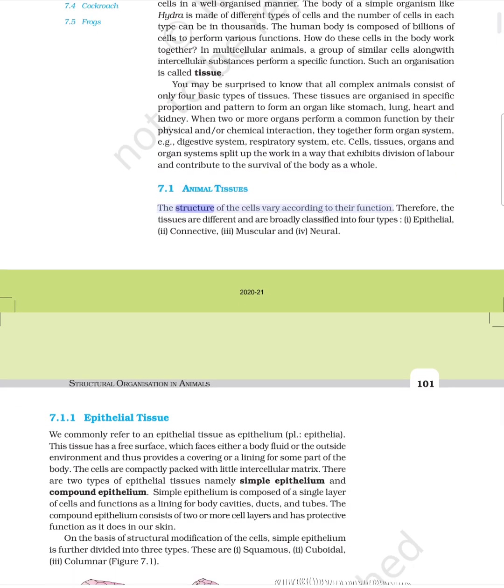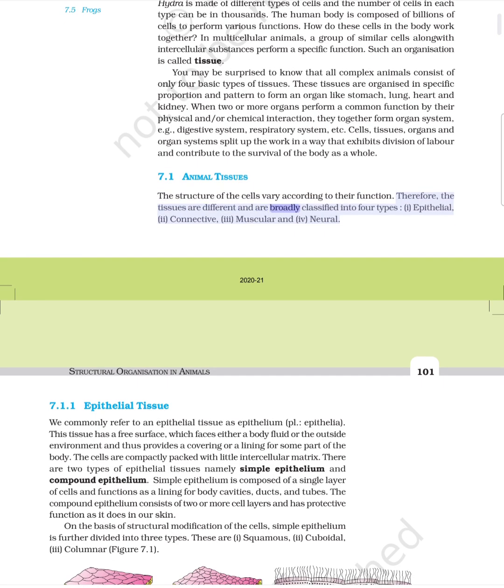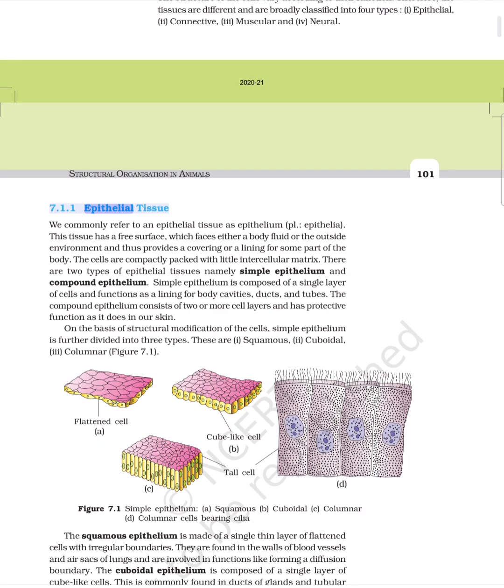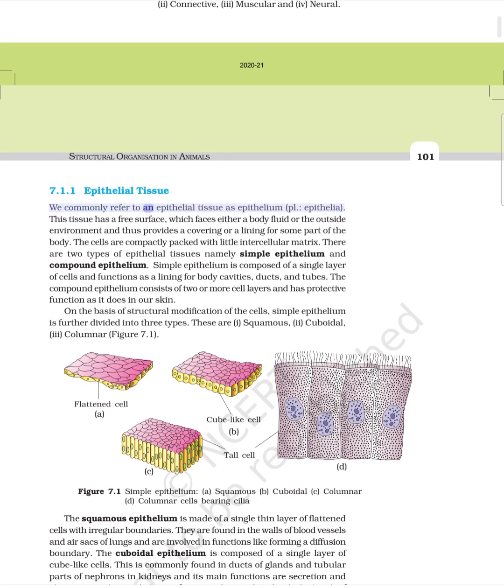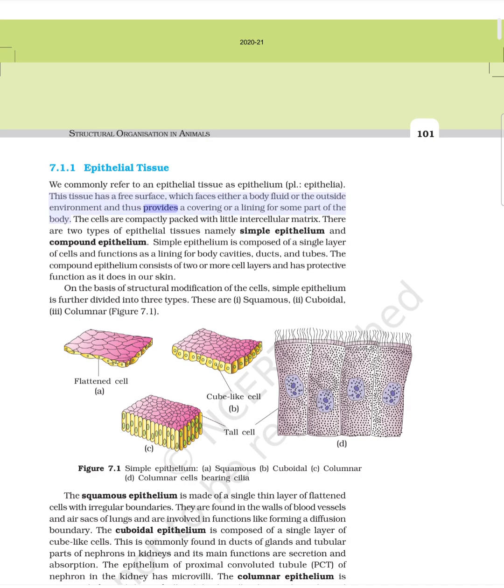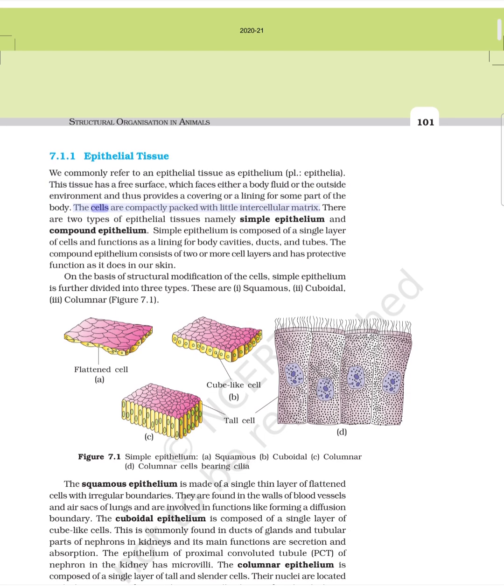7.1 Animal tissues. The structure of the cells vary according to their function. Therefore, the tissues are different and are broadly classified into 4 types: epithelial, connective, muscular, and neural. 7.1.1 Epithelial tissue. We commonly refer to an epithelial tissue as epithelium. This tissue has a free surface, which faces either a body fluid or the outside environment, and thus provides a covering or a lining for some part of the body. The cells are compactly packed with little intercellular matrix.